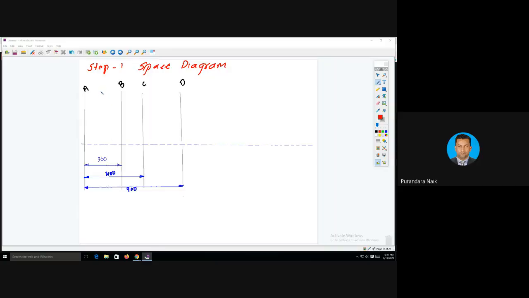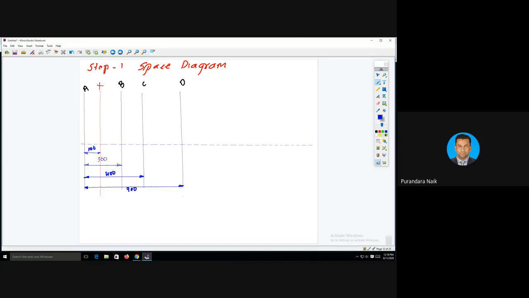So I'm going to draw a plane X. This is plane X. And the distance between plane X and A is 100 millimeter. So this is also given in the problem, 100 millimeter. The next is the plane Y.